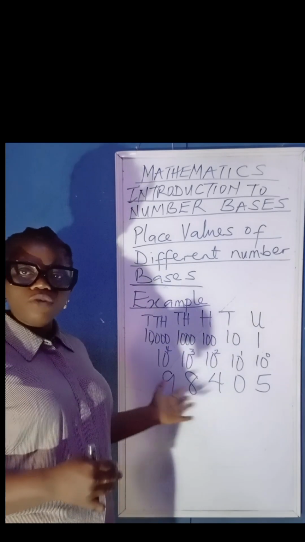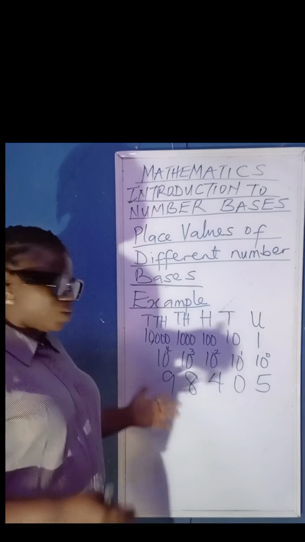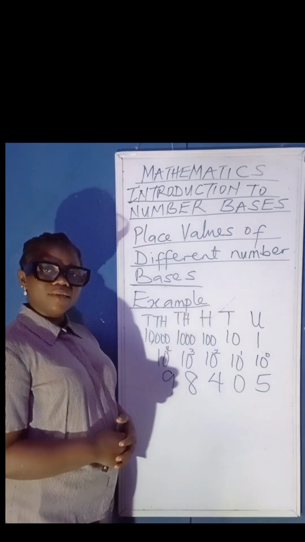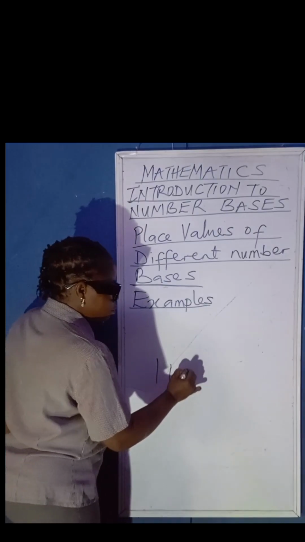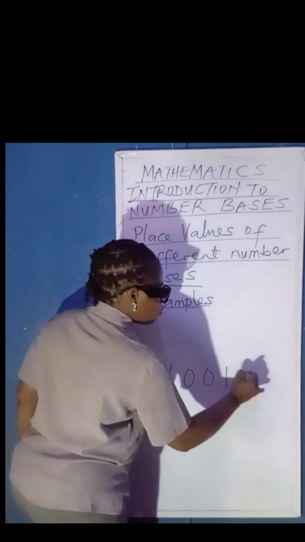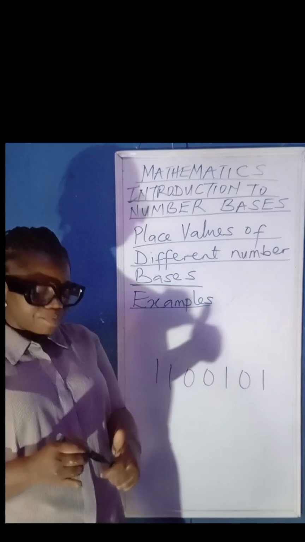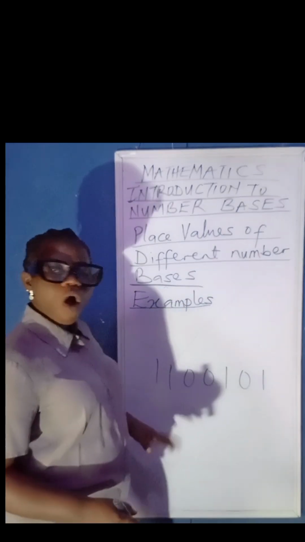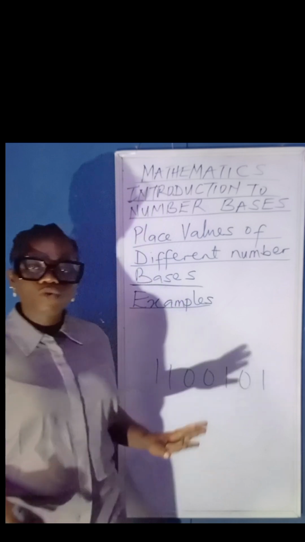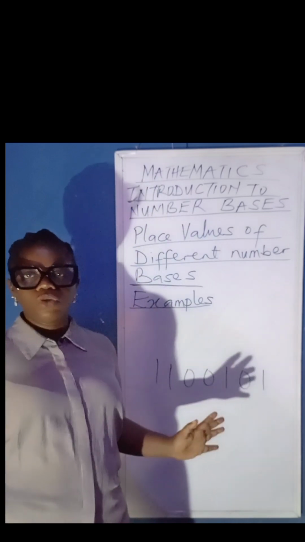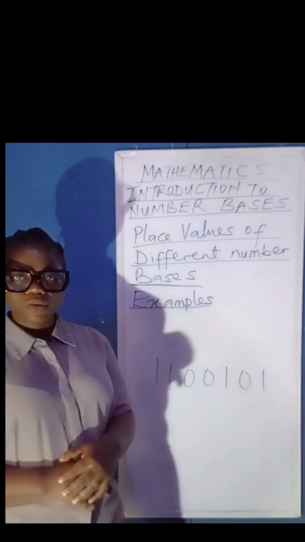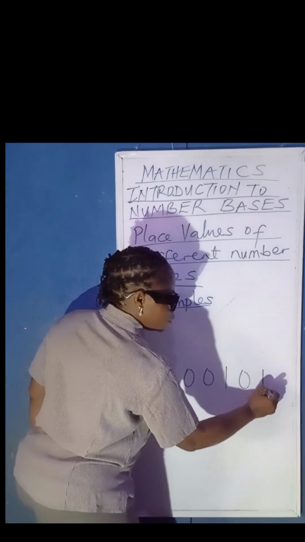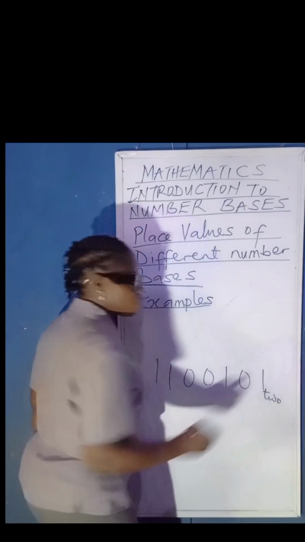Now, let us go to other bases we are yet to learn about. For example, numbers in base 2. 1,0,0,1,0,1 is a number in base 2. And because it's a number in base 2, all its place values are going to be in terms of 2, just like we place value on 10. Yes, it is very important for us to write the base.